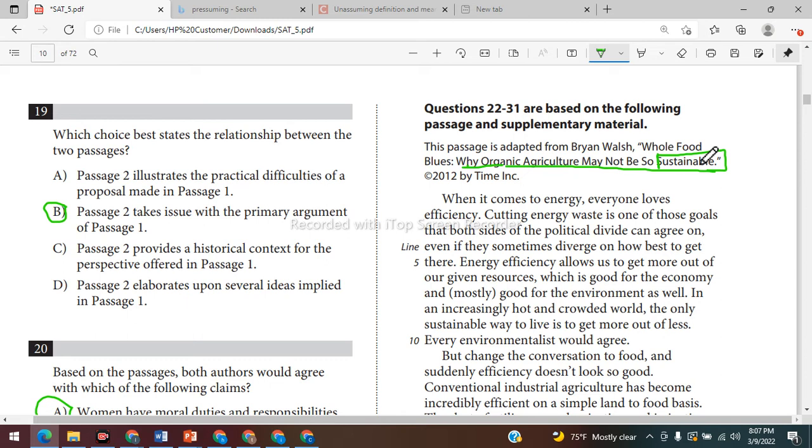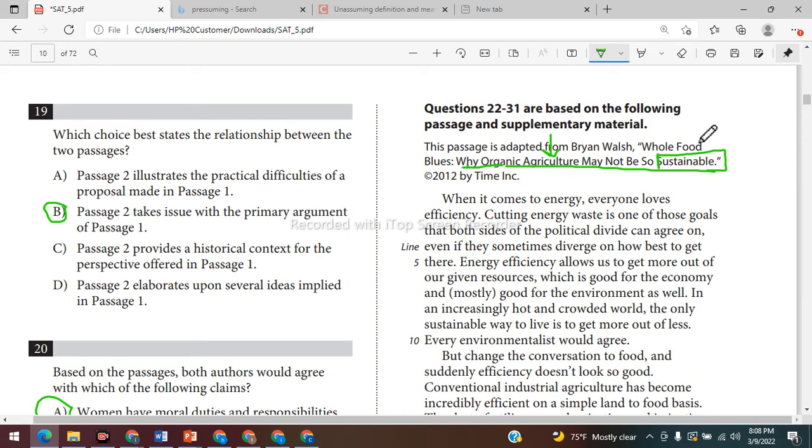So they're saying why organic agriculture. When we say agriculture, what are we talking about? Another word for agriculture. Start with that. Farming. Farming, right? So why organic farming may not be so sustainable. That's the case that he's trying to make.